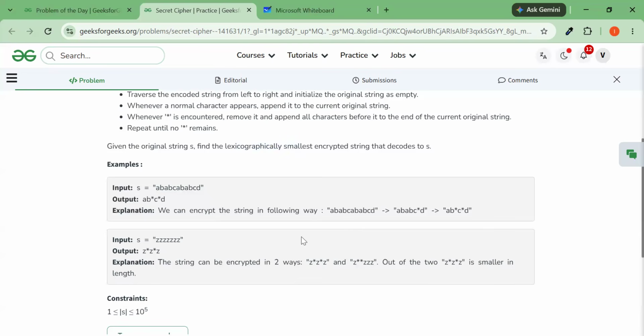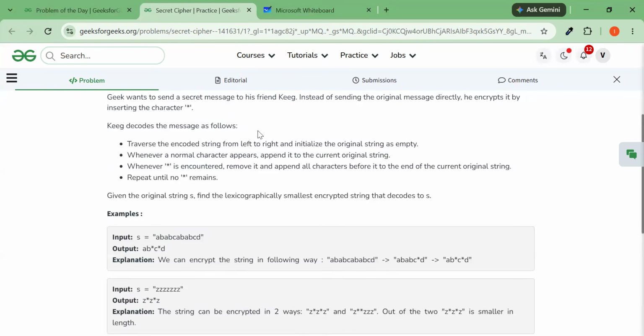Lexicographically smallest means first we have to check the length. If the length is lowest, then that would be the answer. If the lengths are equal for both of the strings, then you compare the characters by ASCII values and find the smallest one. So let's come back to this one. First, I will explain how you can create this input string from this string, so that you will have a better idea of what this problem is saying.